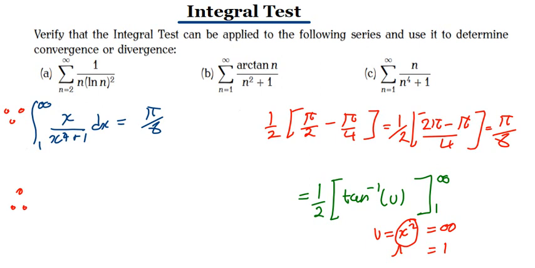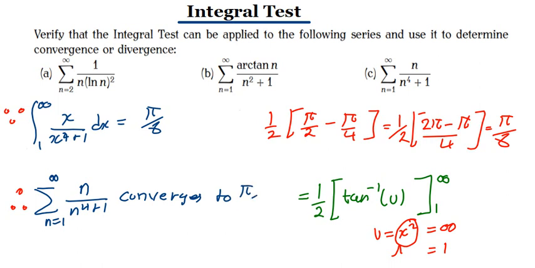Therefore, the infinite sum from n equals 1 to infinity of n divided by n to the fourth plus 1 converges to pi over 8. That's what we get right there.